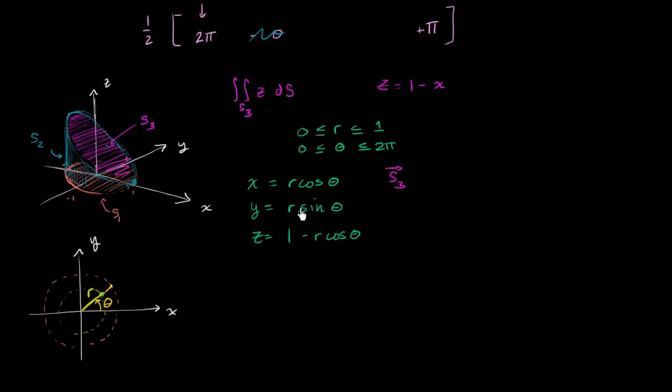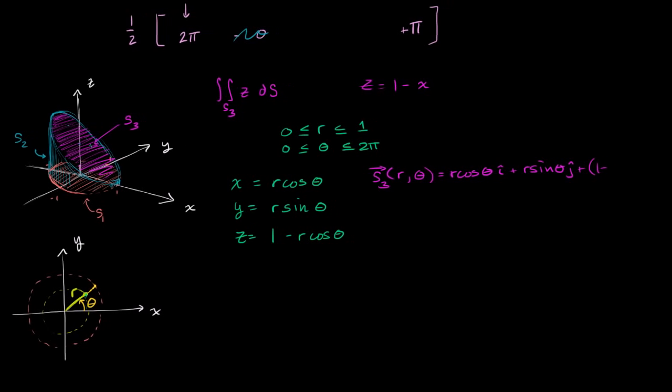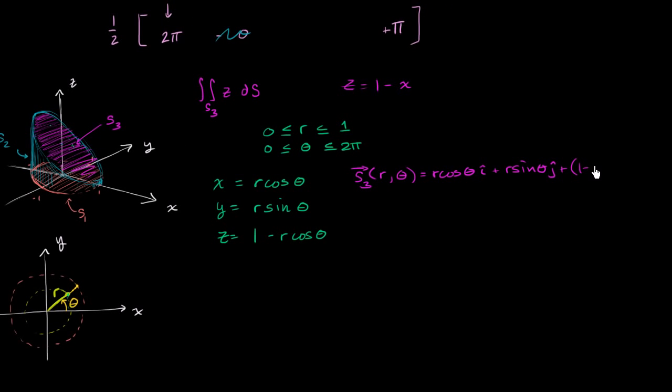Surface 3 as a position vector function, as a function of theta and r. Maybe I'll write r and theta, because that's how I think of things. R and theta is going to be equal to r cosine theta i plus r sine of theta j plus 1 minus r cosine of theta k.